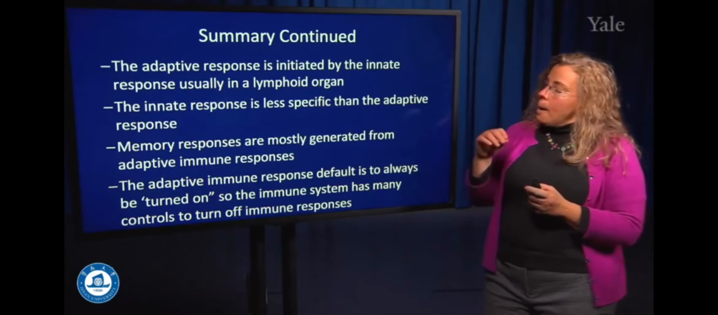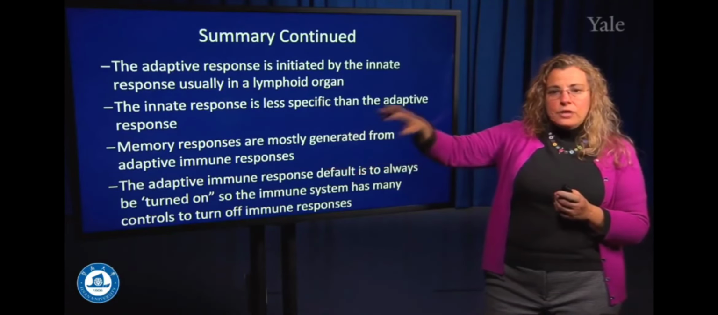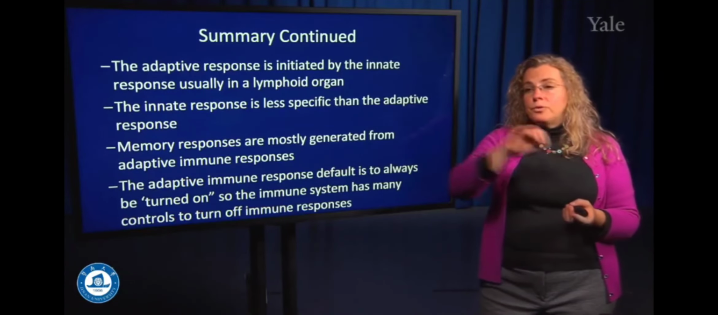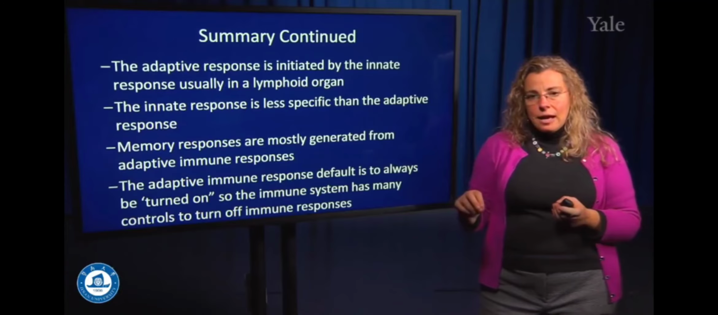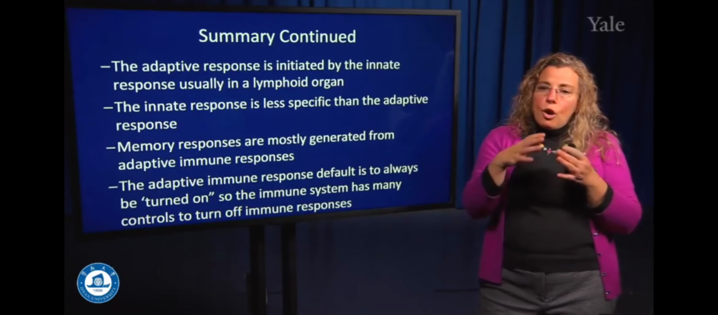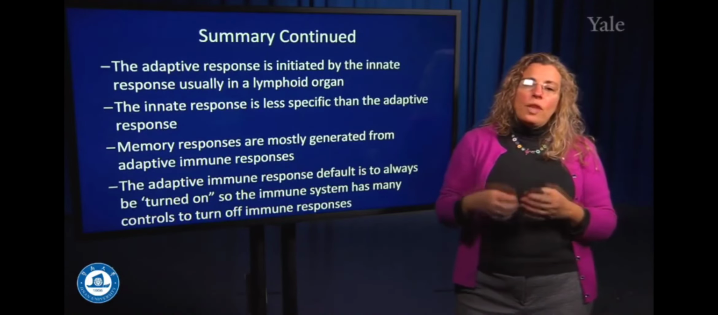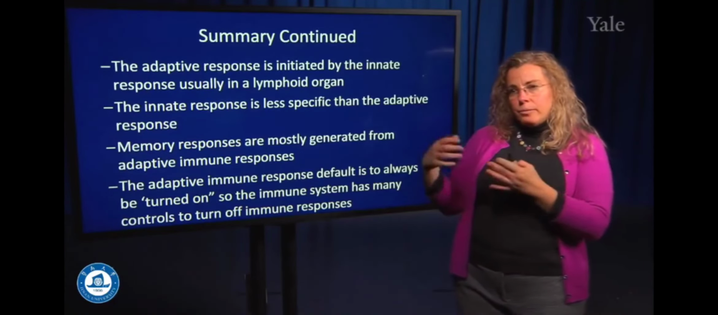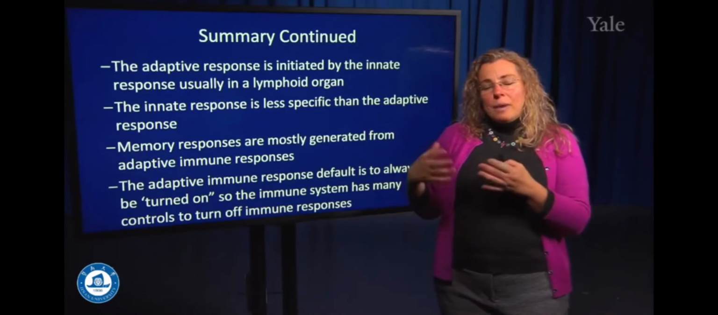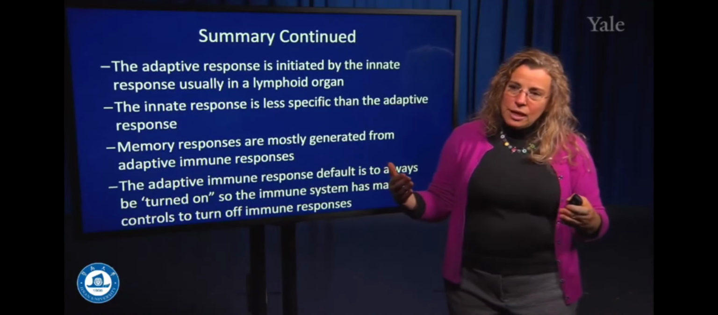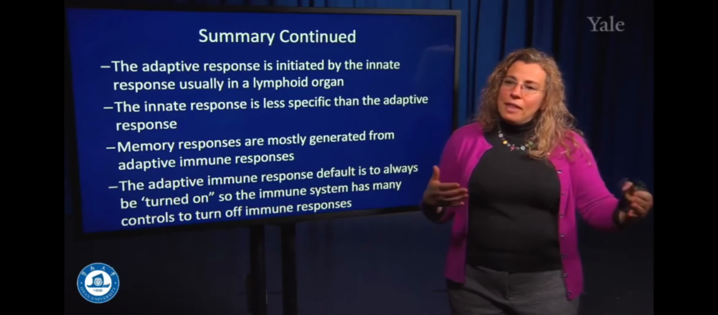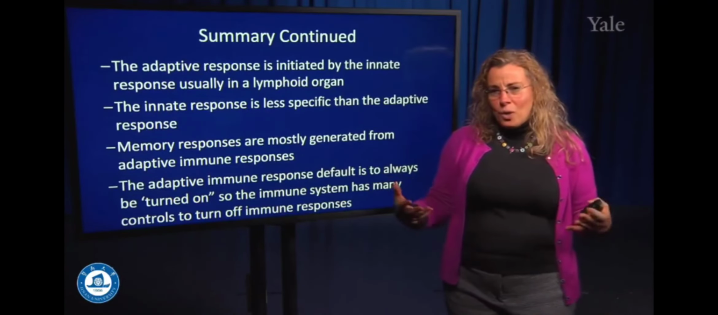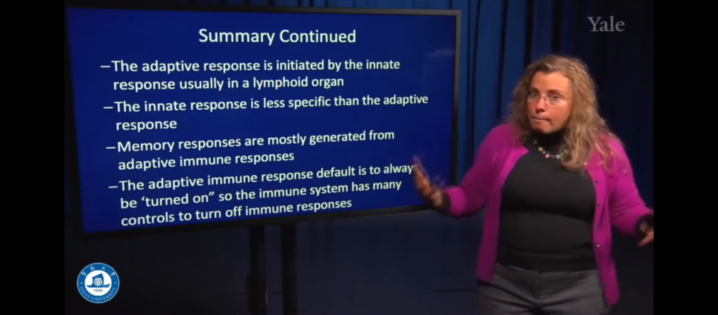Memory responses. So your body remembers that you had an infection before and helps you fight it off so you don't get sick the second time. That almost only ever happens with the adaptive immune response. So memory is really associated with the adaptive immune response. Those myeloid cells that you have at barrier sites, they sort of do the same thing every time there's an infection. Even if it's an infection you've had before, they don't necessarily remember that and respond differently.